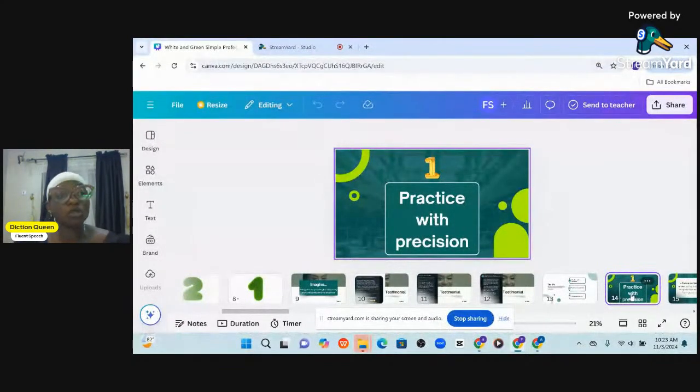Whether you're in my course or have attended my class before, or this is the first time, please, if you would not go away with anything, do not joke with this first tip. Practice with precision. According to the dictionary, practice means doing something over and over again consistently. Do not take out that word consistently.